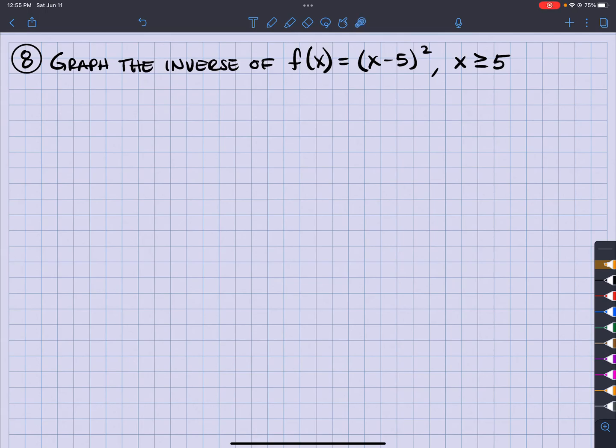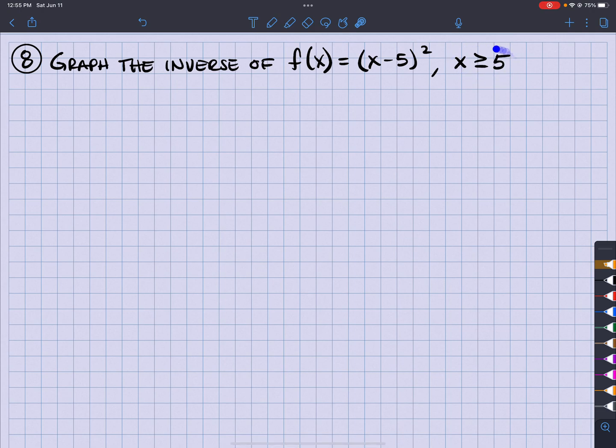All right, so it tells me the graph, the inverse of this, right? So anytime it tells you the graph, I'm going to tell you it's probably easier to just use points, okay? And kind of go from there. So this gives me a domain that x has to be greater than or equal to 5.